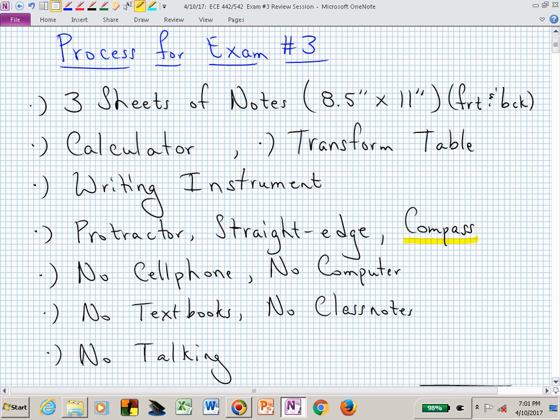If you're trying to sketch circles for a root locus, you might use a compass, but your drawings don't have to be that accurate. But at least you have an idea as to why I might be saying you could use a compass for this exam.